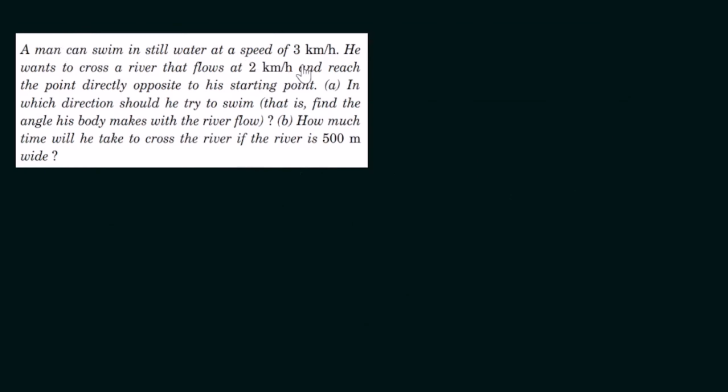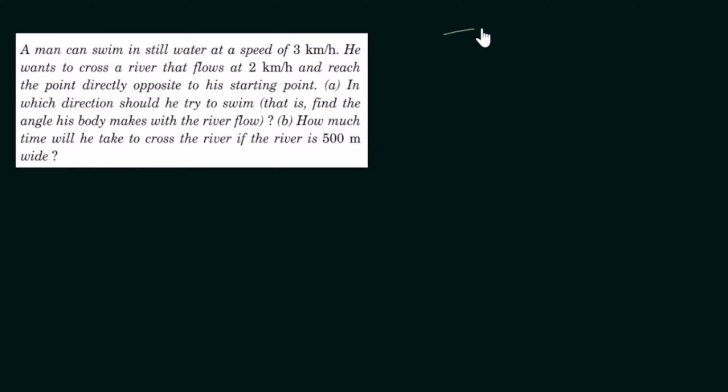Our next problem is from HC Verma. A man can swim in still water at a speed of 3 km per hour. He wants to cross a river that flows at 2 km per hour and reach the point directly opposite to his starting point. In which direction should he try to swim? That is, find the angle of his body with respect to the river flow. How much time will he take to cross the river if the river is 500 meters wide?